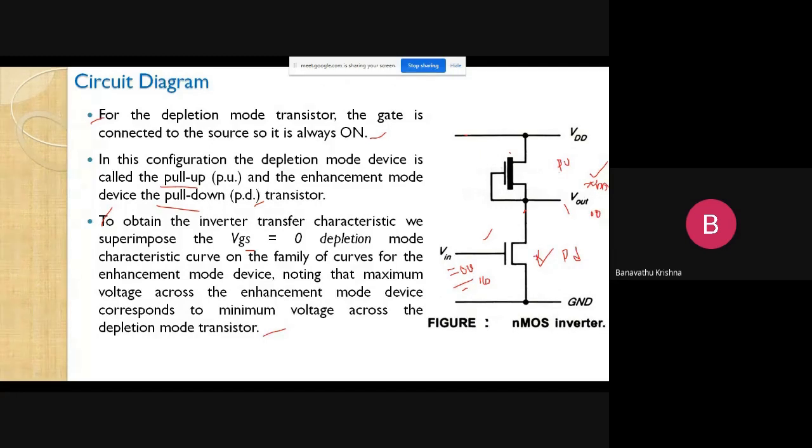Okay, let us observe here. Here input is 1, output is 0. Okay, it performs the inverter operation. So here from 0 onwards, it slowly increases.